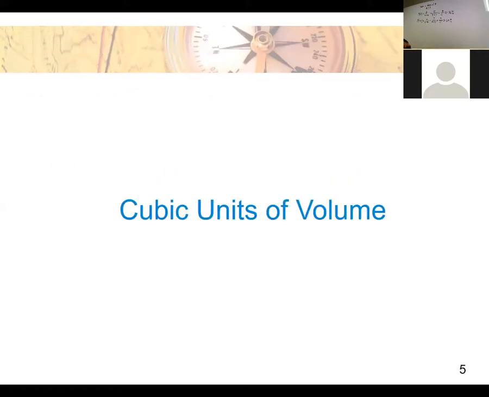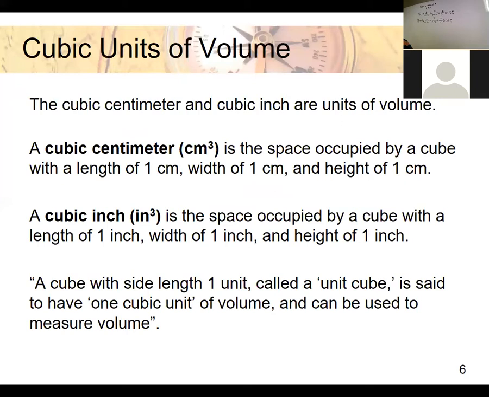All right, volume is always going to be in cubic units. Anytime you're dealing with volume, you're going to be dealing with cubic units. And here's some cubic units of volume, like the cubic centimeter. That's the space occupied by a cube with a length of 1 centimeter, a width of 1 centimeter, and a height of 1 centimeter.